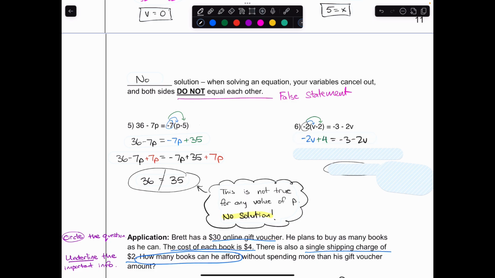Same thing for number 6. So if we distribute, add 2v to both sides, and again, the term with a variable v cancels out on both sides, but we end up with a statement that's not true. There's no value for v that could make 4 equal -3. So we write no solution, and that's it.